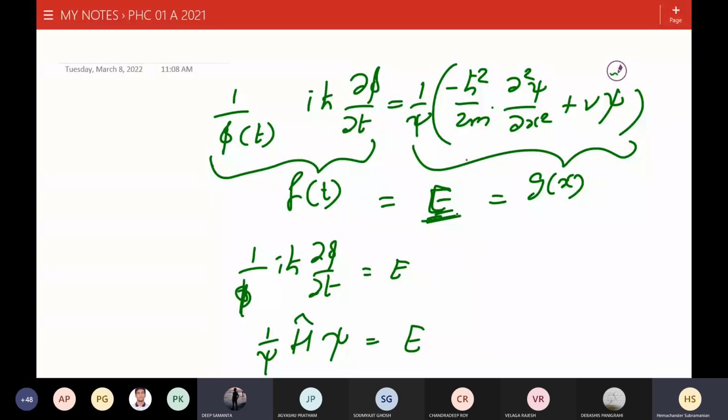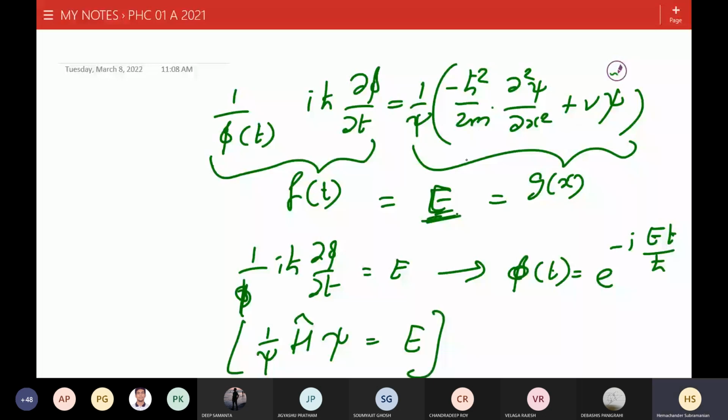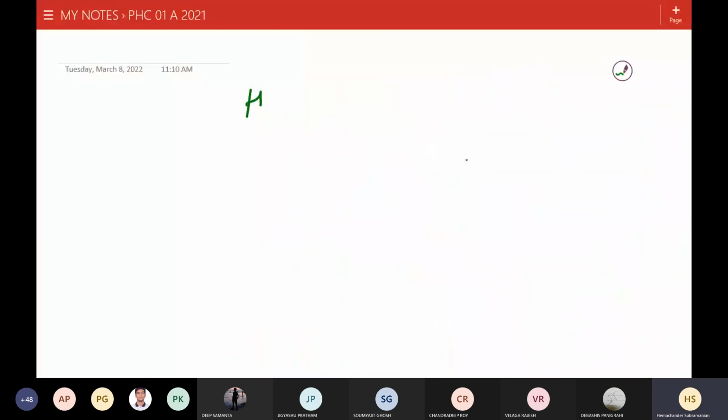If you solve this, you will see phi of t is some e power minus i E t over h cross. And you have to be careful about solving the other part because H is a function of x. So what we're going to do is to solve H psi equals E psi.